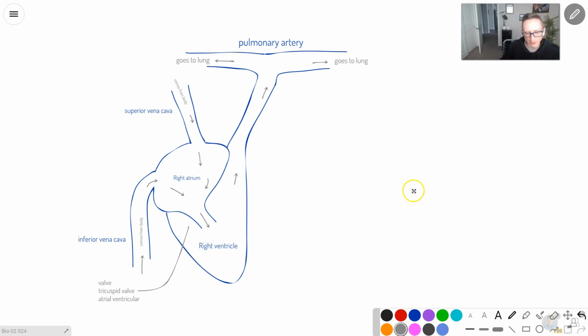Boom. All right, there is another valve here. It looks something like this. This is called a semilunar valve. This would be your right semilunar valve. It looks like a little half moon. I even drew it like that. Semilunar valve. Okay.